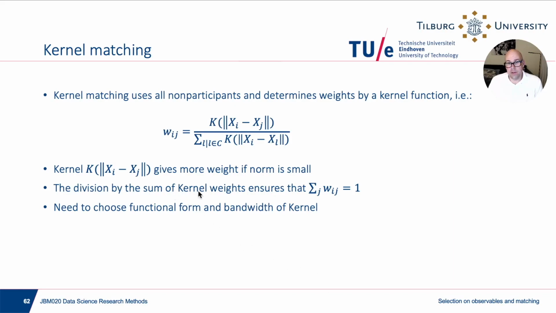And this is also explained here. What one needs to do is one needs to choose a functional form and a bandwidth for that so-called kernel function k, but it turns out that in practice this will not matter all that much, but you need to make some choices.